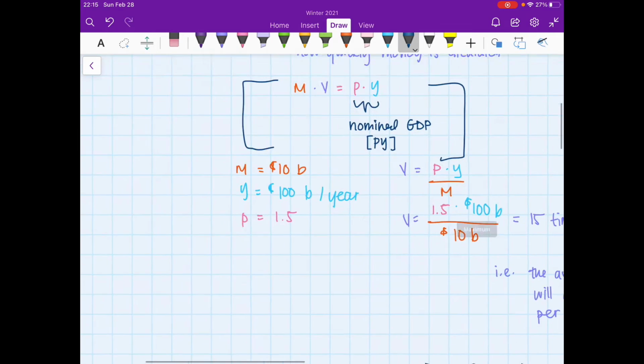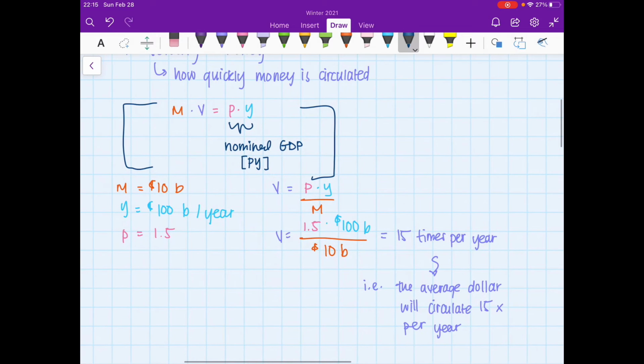Let's use an example to illustrate this. We'll take a hypothetical economy where the money supply is $10 billion, the real GDP is $100 billion, and the price index is 1.5. We can manipulate the formula to solve for velocity: price times output over the money supply. You can see that the final result is 15, meaning that the average dollar will circulate or switch hands 15 times within the year.